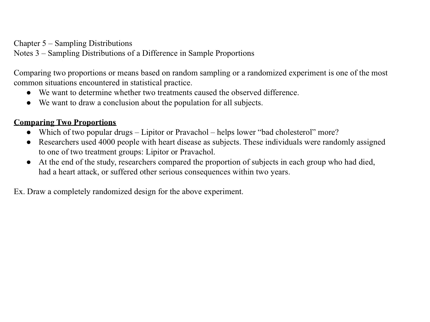So let's look at a very common example when comparing two proportions. If you're comparing two drugs, such as Lipitor or Pravachol, they help lower bad cholesterol. We want to know, well, which one does it better or more? So researchers used 4,000 people with heart disease as subjects. These individuals were randomly assigned to one of two treatment groups, Lipitor or Pravachol. At the end of the study, researchers compared the proportion of subjects in each group who had died, had a heart attack, or suffered other serious consequences within 2 years.